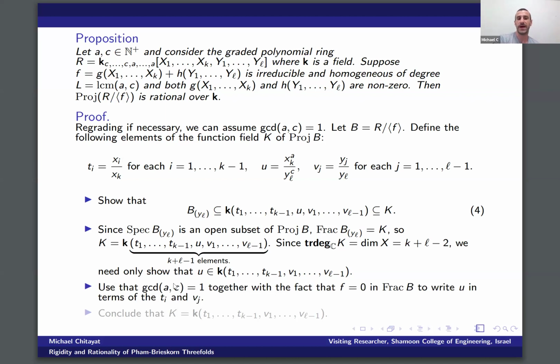We use the fact that the GCD of A and C equals 1, together with the fact that f equals 0 in Frac B, to write u in terms of the Ti and the Vj. And so it follows that K is actually generated by k plus l minus 2 elements. In fact, these are them. And it follows that K is purely transcendental over K. Sorry, there's a mistake here. This should say K and not C. This is actually true over any field.